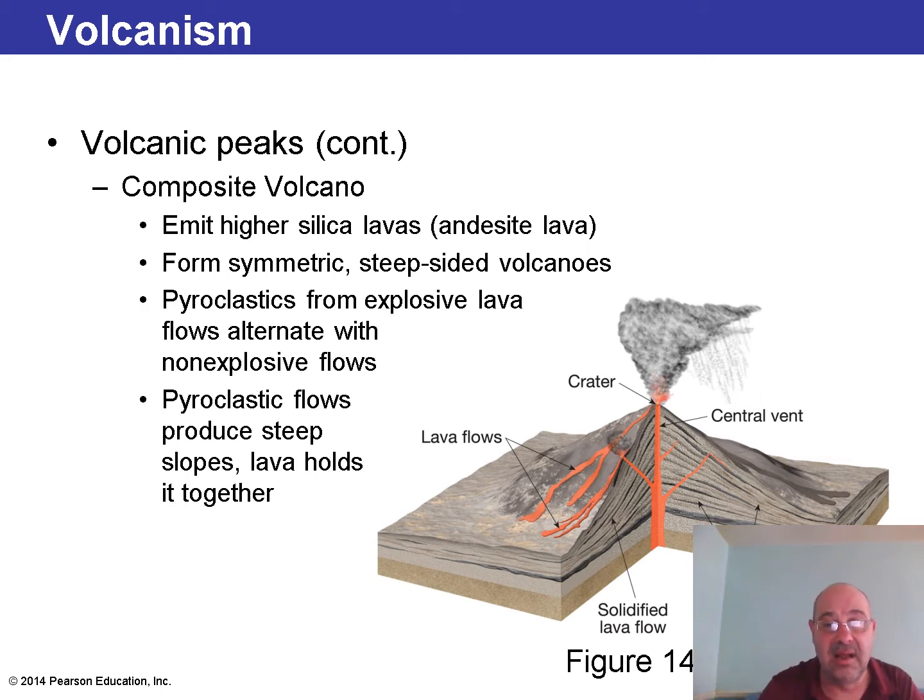All right. So anyway, pyroclastics from the explosive lava form alternate with non-explosive flows, so you get a little bit of both. The composite, depending on how big, you can get those huge basalt fields, or andesite lava fields. Pyroclastic flows produce steep slopes, and the lava holds it all together. Now, we can see here with this composite, remember, they always show you that the crater's right here on the top of the volcano. Not always true. Mount St. Helens blew out the side. So again, it takes a point or a joint of weakness. But as you can see, you have these different veins, dikes, sills, and fissures that run up and out.